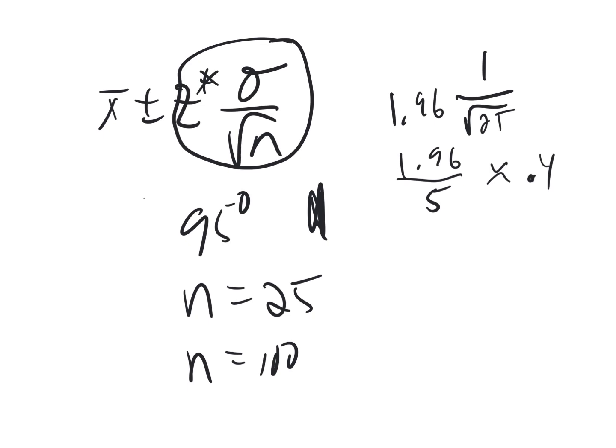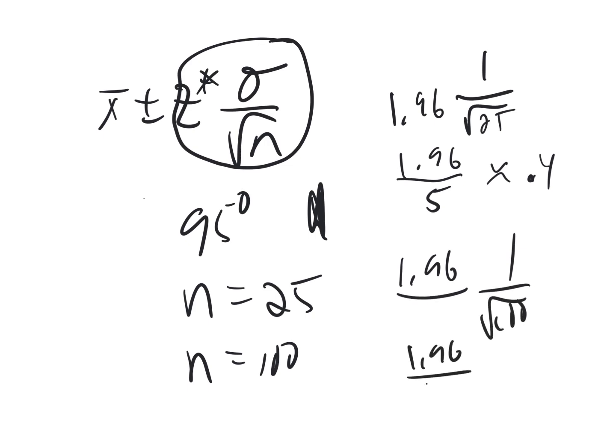And then if I have a sample size of 100, 1.96 times 1 over the square root of 100 is the same thing as 1.96 divided by 10, which is 0.196. So a larger sample size shrank the margin of error. And that's one way, if your margin of error is too big, to go out and pay for a bigger sample. Companies have to do that sometimes.